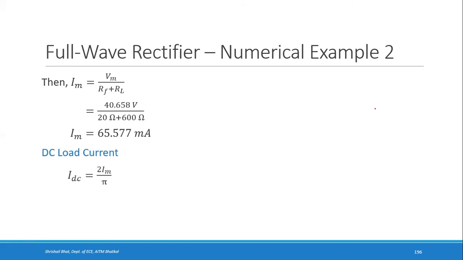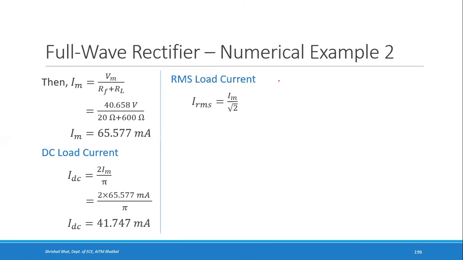What is IDC? IDC is 2 Im by pi. 2 into 65.577 divided by pi, you'll get 41.747. IRMS is Im by root 2. Im is 65.577 divided by root 2. If you calculate, you'll get 46.36. So once you get IDC and IRMS, we can find load voltage.